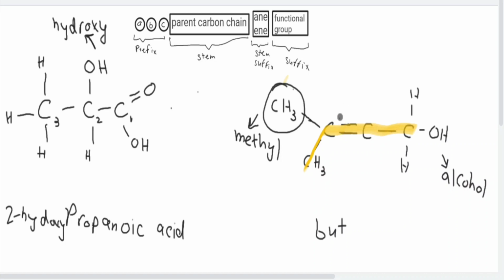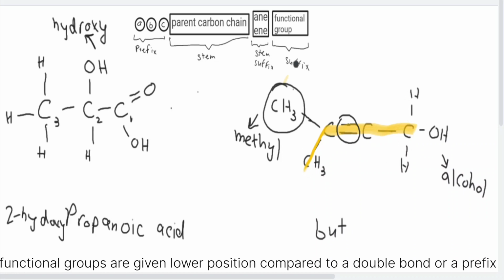Next, do I have a double bond? Yes, I have a double bond. My double bond is right here. And do I start from here, from the left, or from the right? The functional group is always superior to everything, be it the double bond, be it the prefix. The functional group will always and must have the least numbering position. So I number my alcohol so that it has the least numbered position.